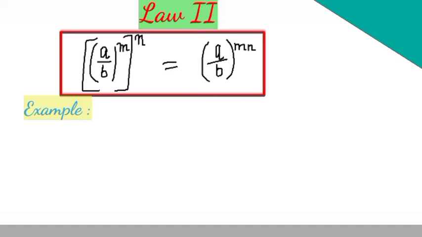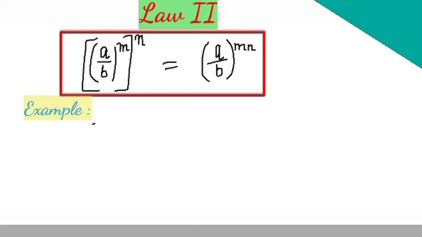Next is, if we have a base which is a upon b here and its power is m, and then we have its whole power as n. In this case, we will multiply these powers. So power will be now m multiply n, which is equals to mn. Let us understand with an example.